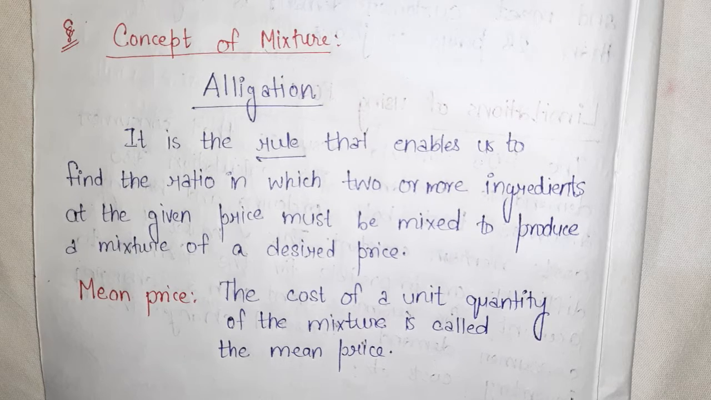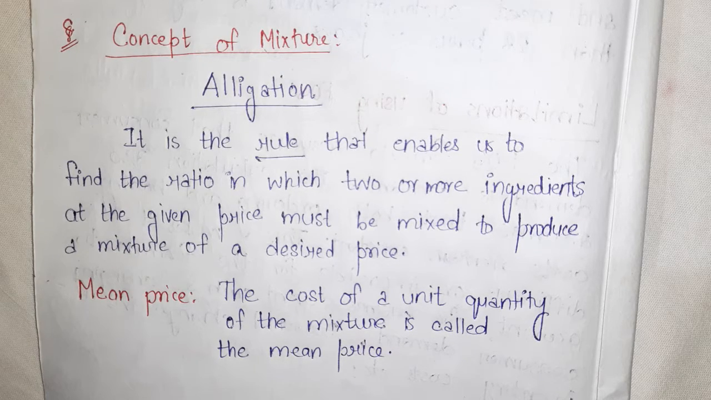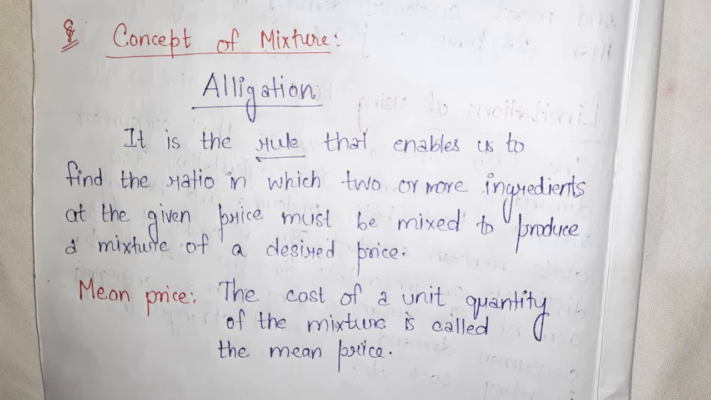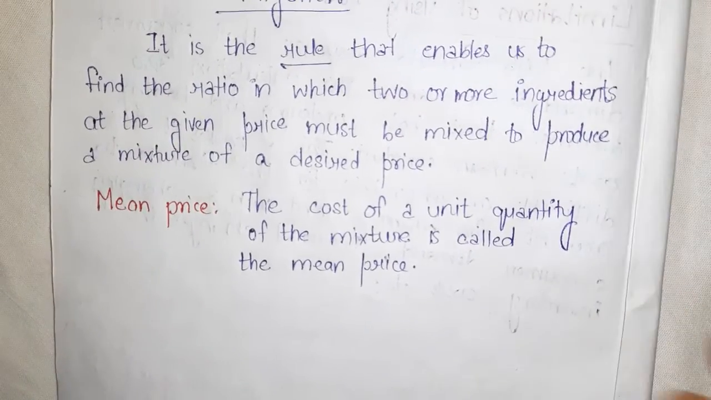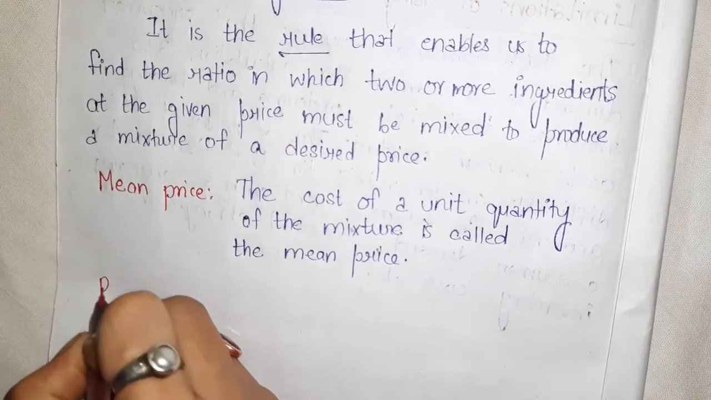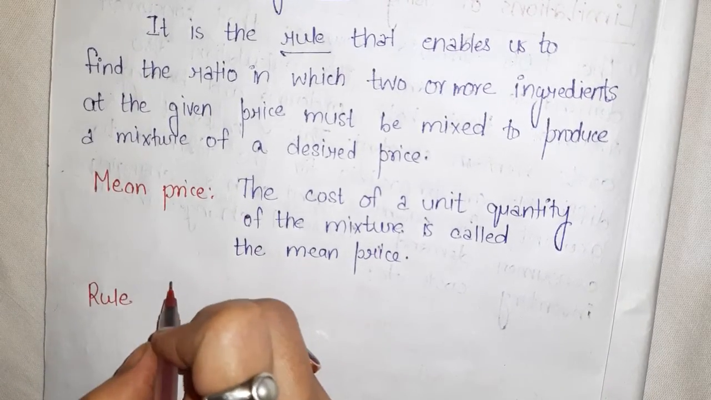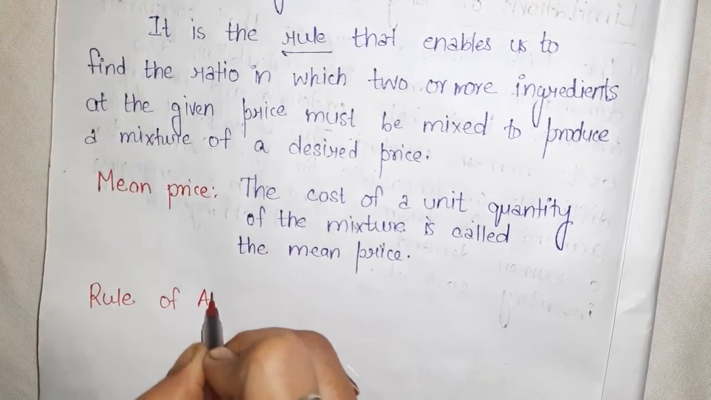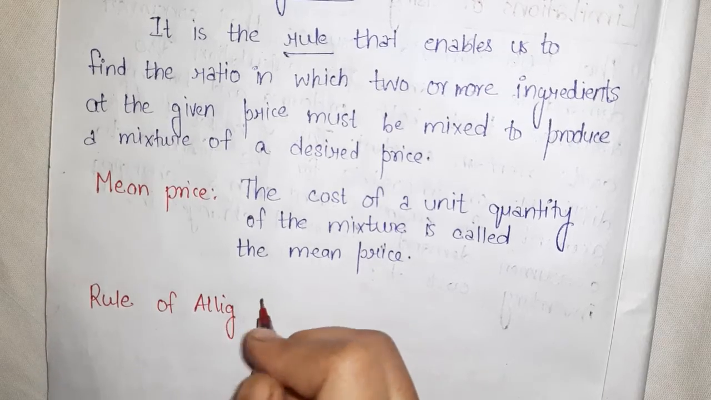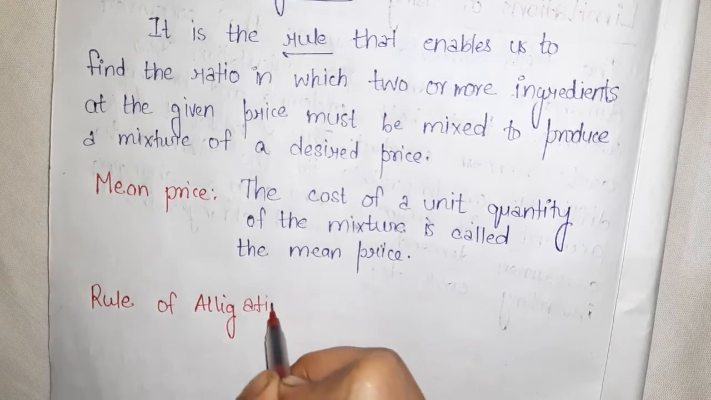Mean price is called so because here you are adding two ingredients, and mean price is the cost of a unit of that mixture that we get after mixing the two ingredients, right? Now we move to the rule of alligation. What is that rule which enables us to find the ratio? Okay, so the rule of alligation.